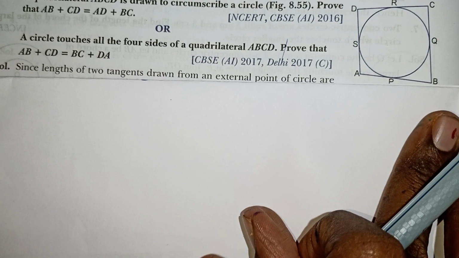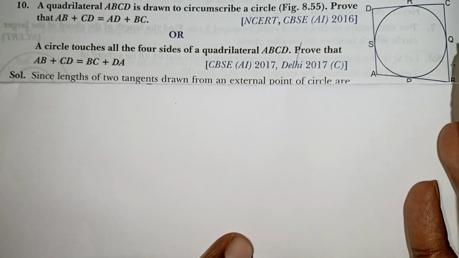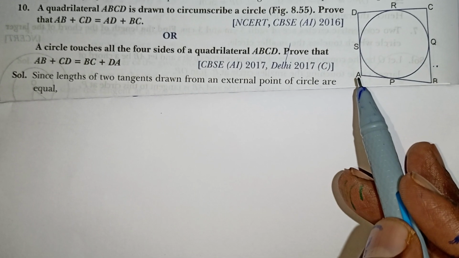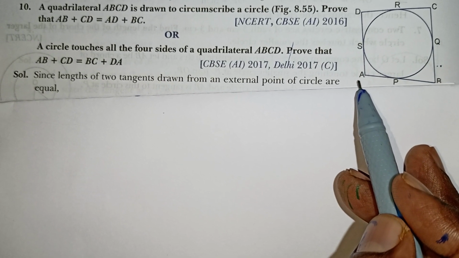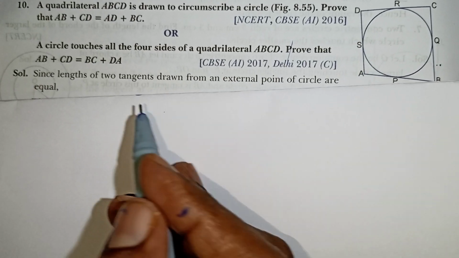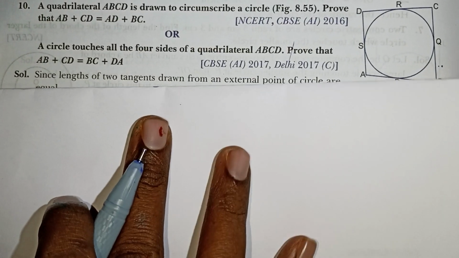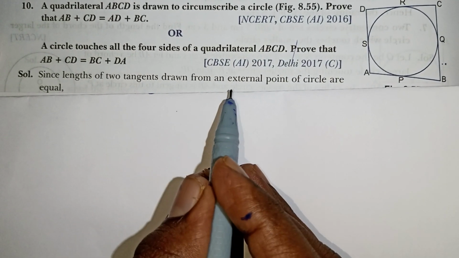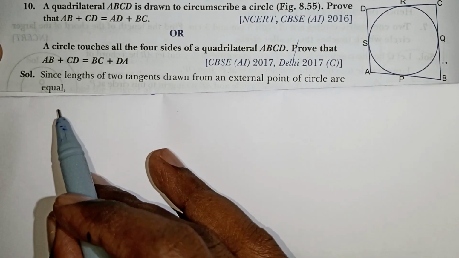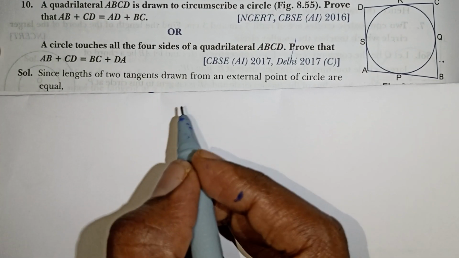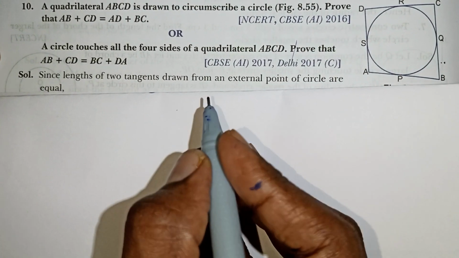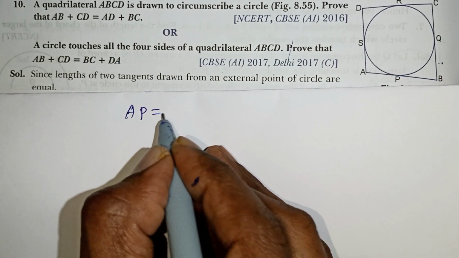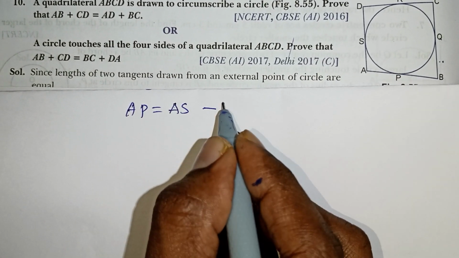Again by the same property, tangents from the exterior points are equal, we are going to write it. So here in this diagram, A is the exterior point to the circle. So AP and AS will be equal. According to the rule, the lengths of the two tangents drawn from an external point of the circle are always equal. This is the rule we are using here. Now A is the exterior point, so I can write AP will be equal to AS. This is our first equation.